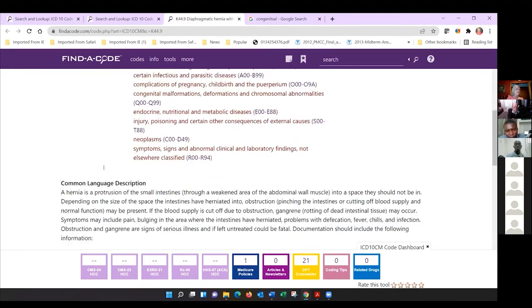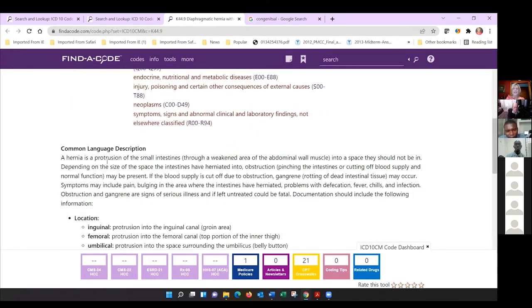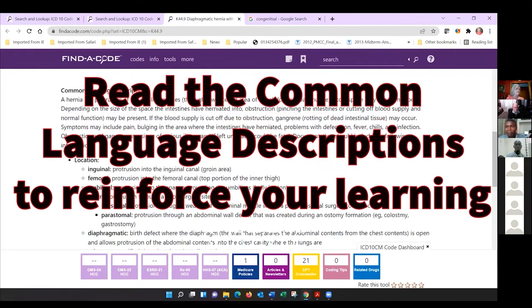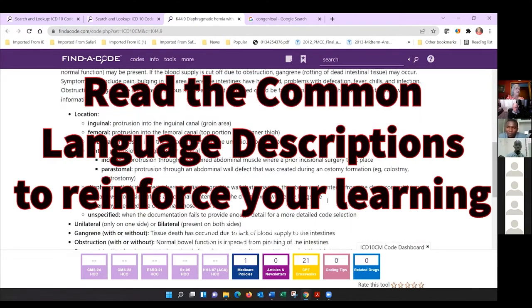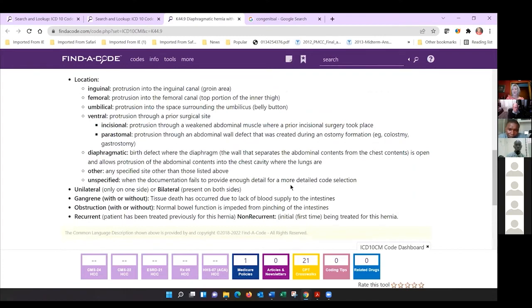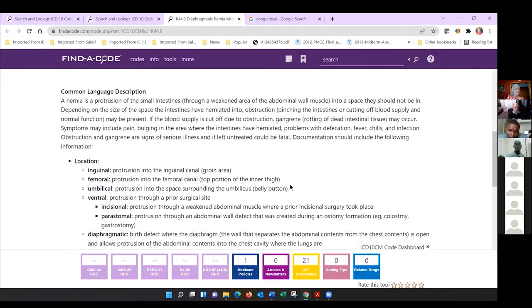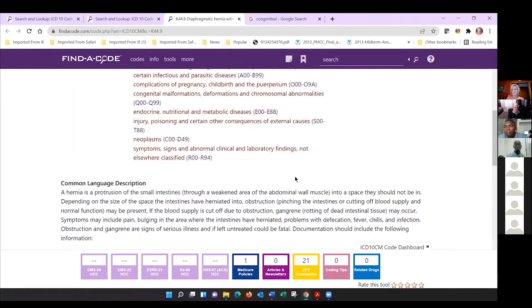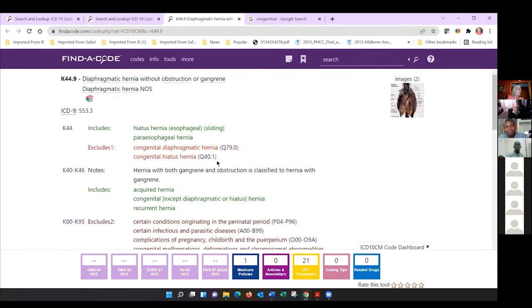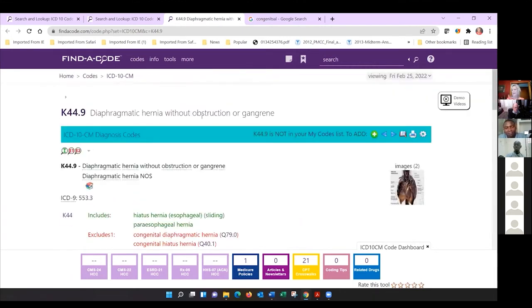All right, then this is what I want to make sure that you're looking at and listening to today. This right here, you need to read it. Look at all this information to grow into your brain. That's pretty awesome. So what do we think our code is? K44.9, and we're comfortable with that? We're ready to do our procedure code?